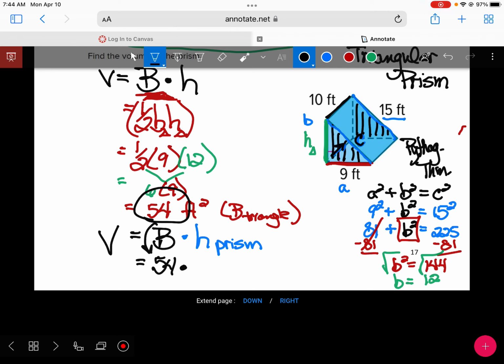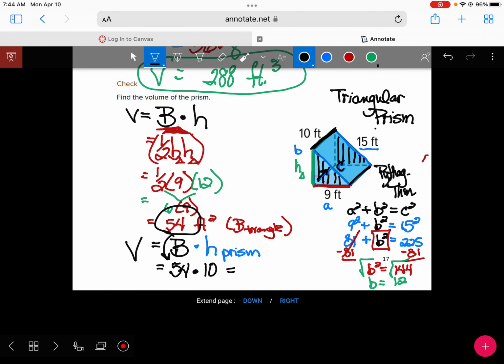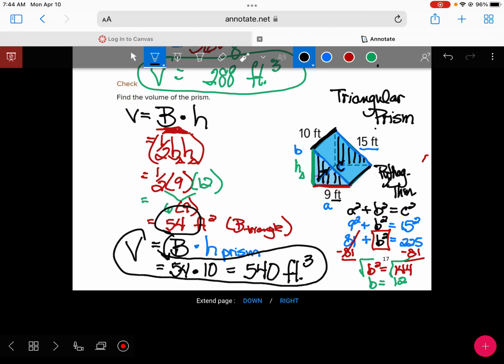Times the height of my prism. Well, if I were to take that triangular prism and lay it on its base, its height right here is 10. It is 10 feet tall. So times 10 gives me 540. My units are feet cubed. So volume is 540 feet cubed.